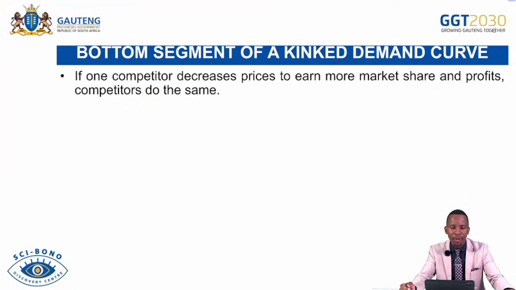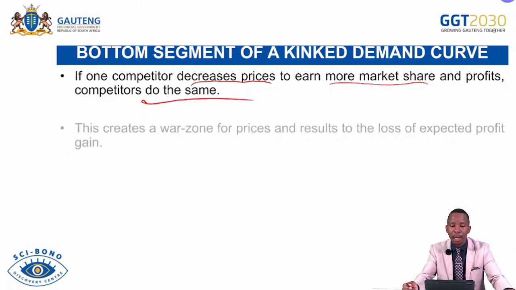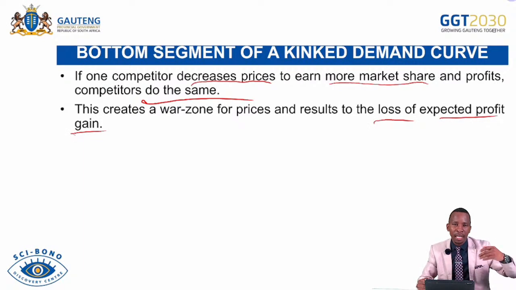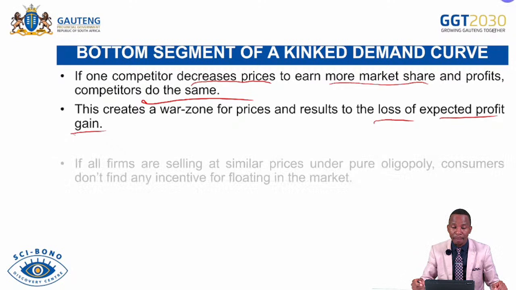We continue with the bottom segment. If one competitor decreases its prices to earn more market share and profits, competitors will do the same. They will also lower their price to protect their profits and protect their market share. This creates a war zone for prices and results in the loss of expected profit gain. The firm that planned to gain profit by lowering the price will lose its own expected gains immediately, because competitors will adopt the same decision that is profitable by lowering their prices.